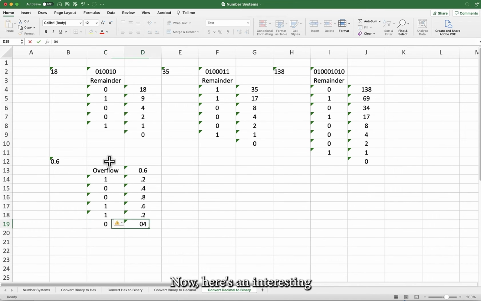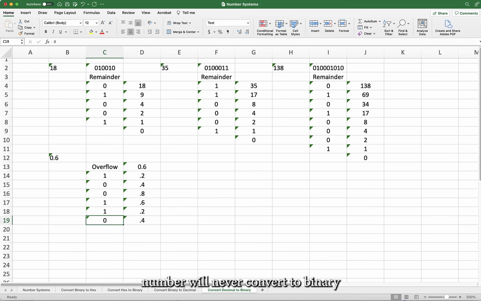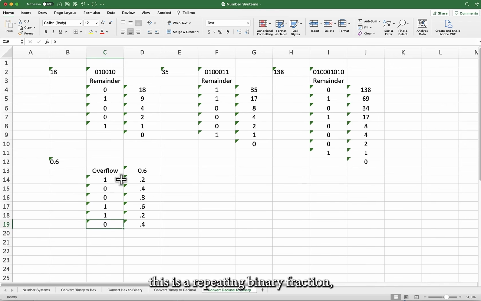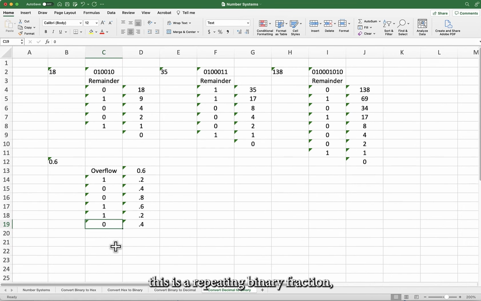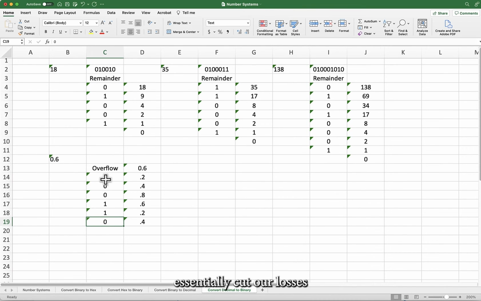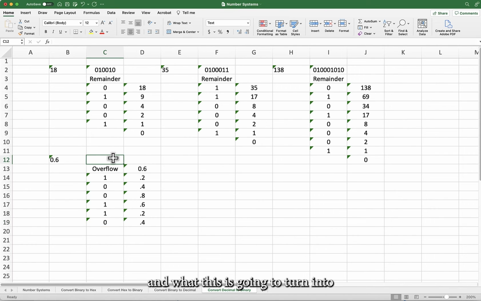Now, here's an interesting problem that we've run into, in that this number will never convert to binary wholly, meaning this is a repeating binary fraction, and thus we have to essentially cut our losses. And what this is going to turn into in a binary fraction is 0.100110 if we cut off at this point.